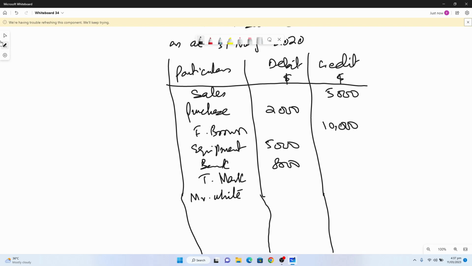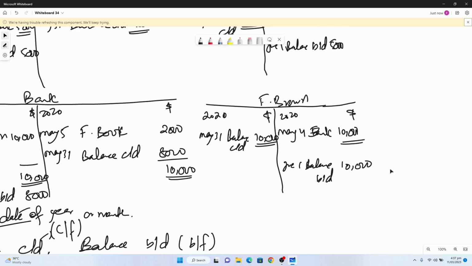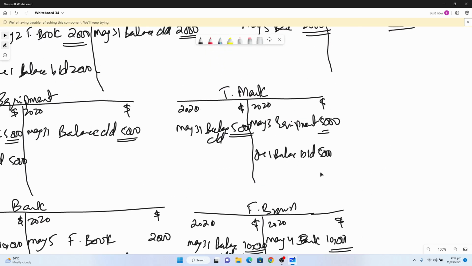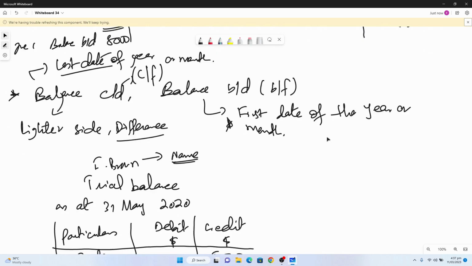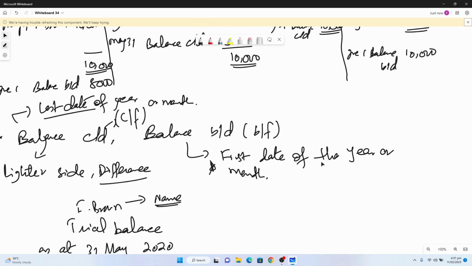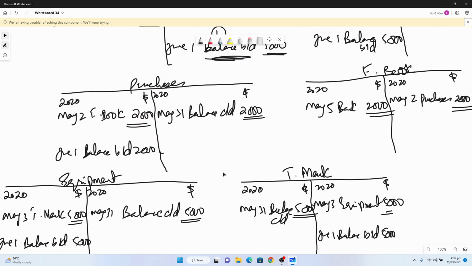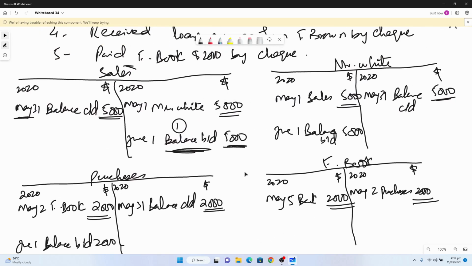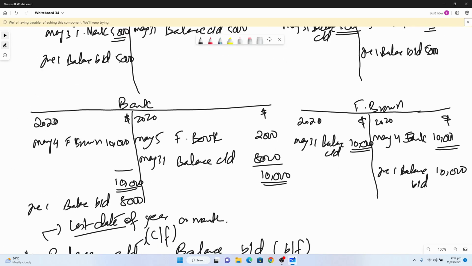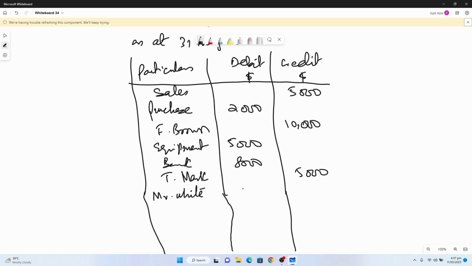Let's see T mark and Mr. White. T mark balance BD 5,000 on the credit side. Let's write it down. And then we have Mr. White. Mr. White T account 5,000 on the debit side. Okay, balance BD is coming on the debit side, 5,000. So I just write it down, 5,000.